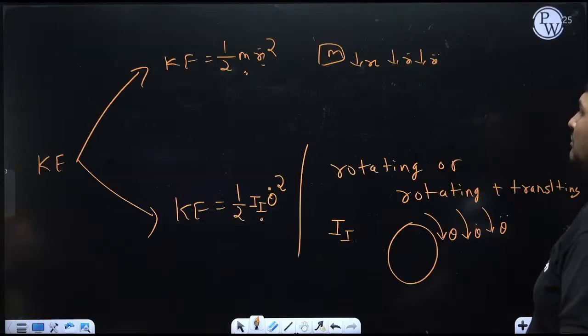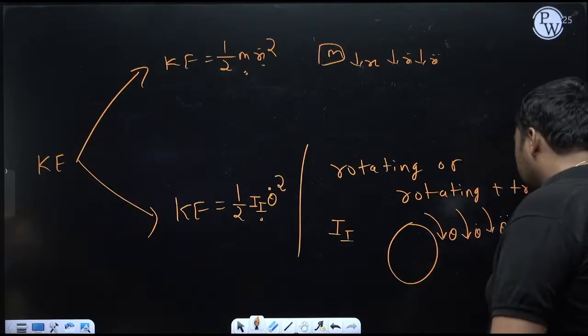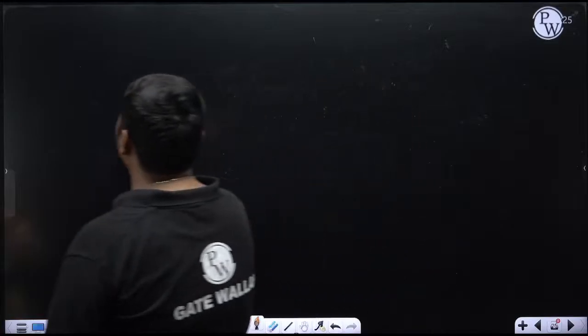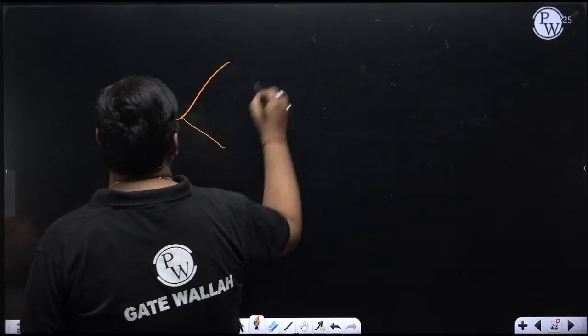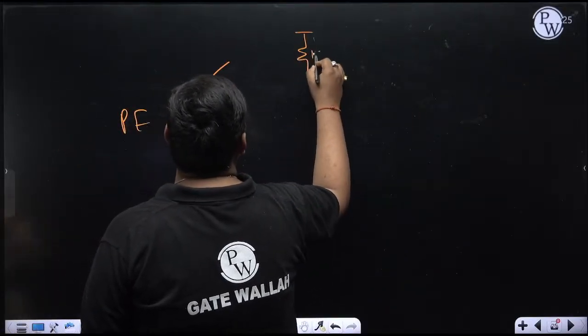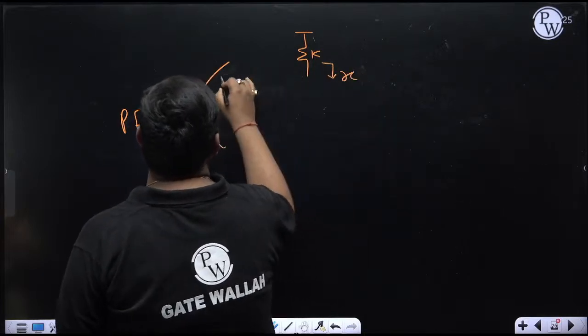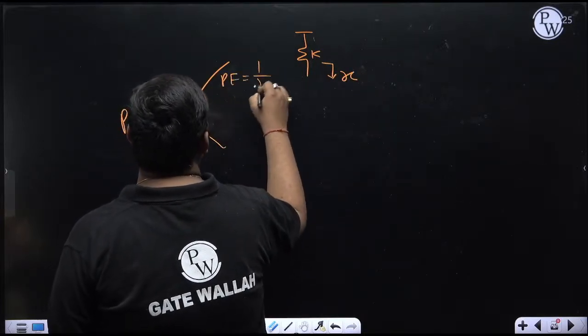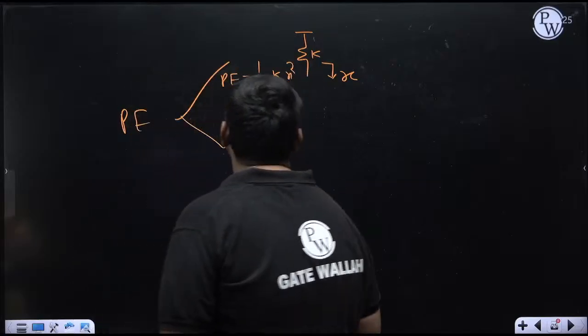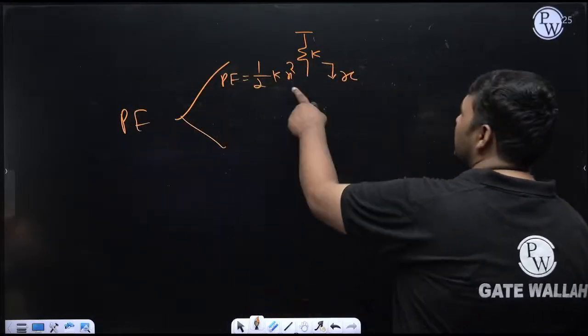Now, potential energy: if the potential energy is due to a spring, that I have already explained. If the spring is a linear spring, with stiffness k and displacement of the spring from the mean position x, the potential energy will be half k x square.